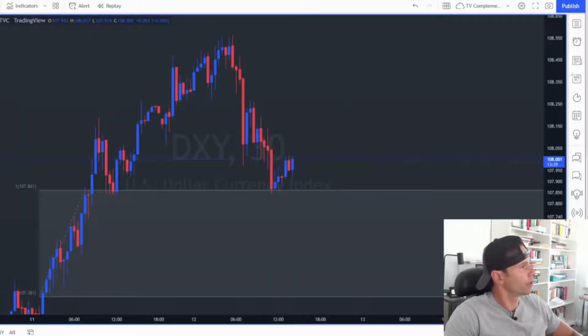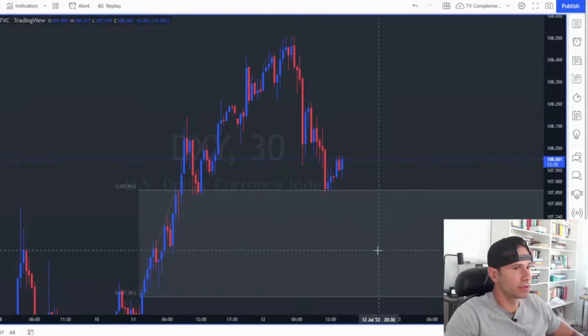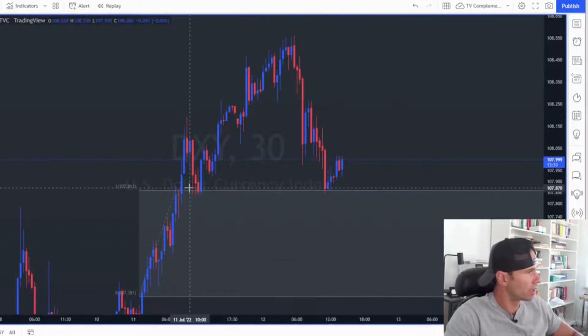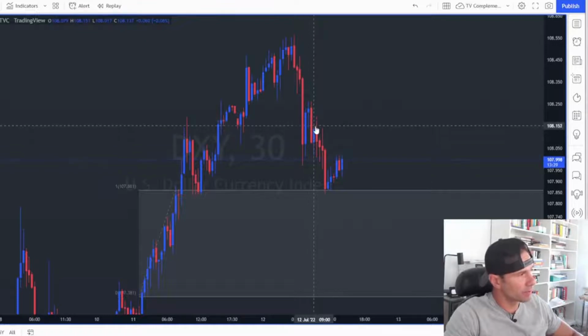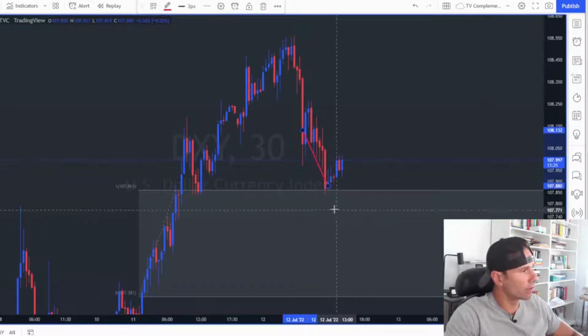I wanted to show you my analysis from the morning. This is the chart of the US dollar, and I was trading around here. I was expecting the dollar to continue to go down. That's why I wanted to go long.